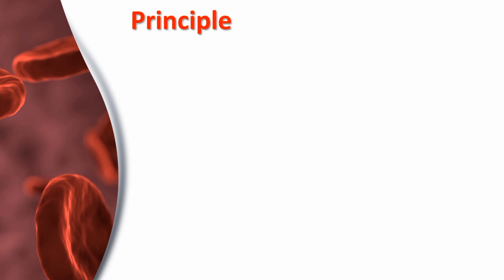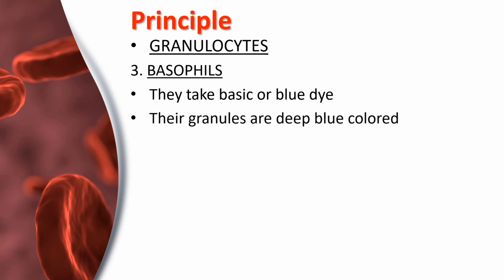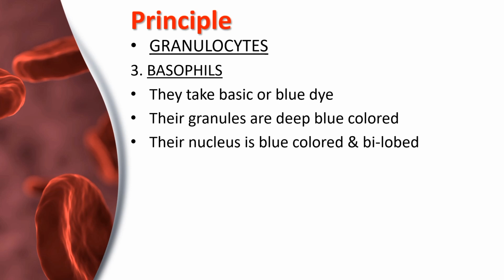Third type of granulocytes is basophils. They take basic or blue dye. Their granules are deep blue colored and densely present in the cytoplasm. Their nucleus is blue colored and bilobed. It is overlaid with coarse granules. The connection between lobes is very thick, which is not clearly seen.